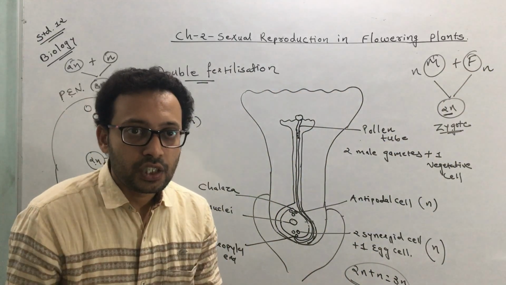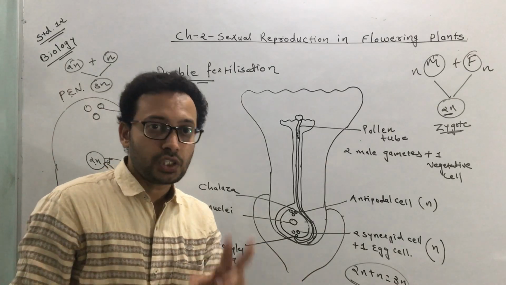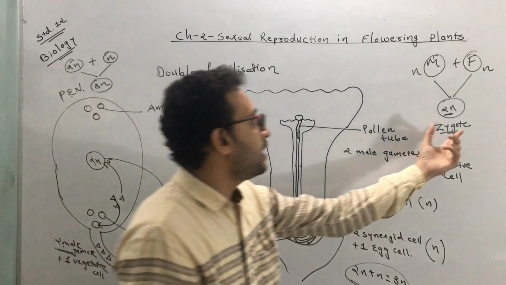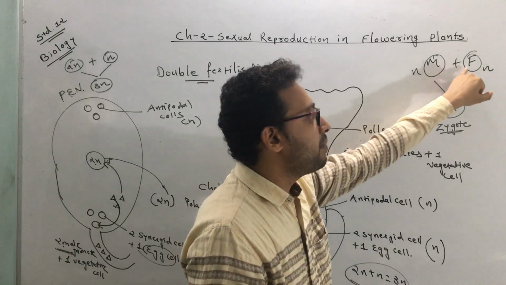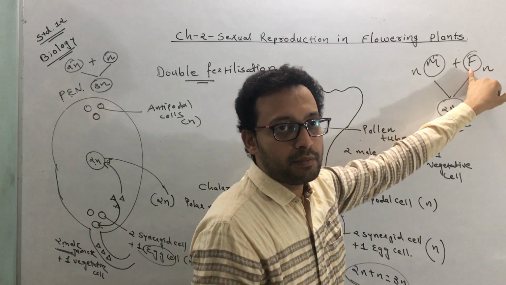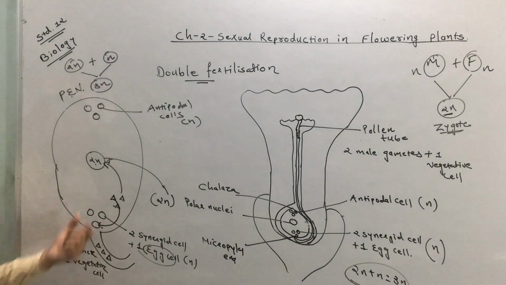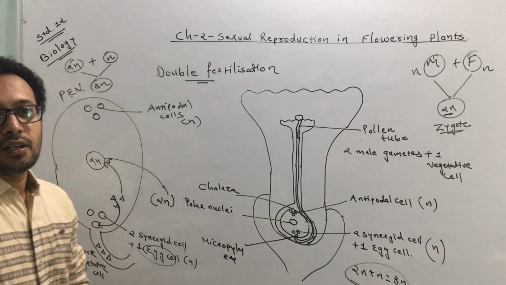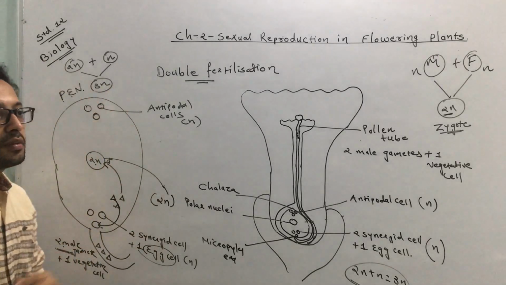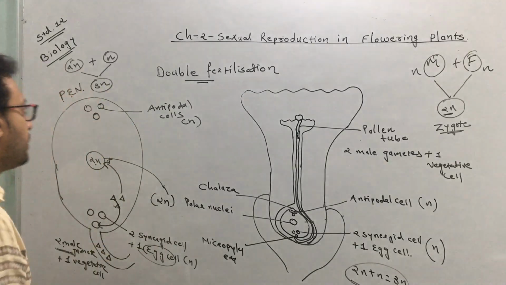So here, you know that the fusion occurs, but fusion occurs 2 times. First time, 1 male gamete fuses with another female gamete, forms a zygote. And in the second time of fertilization or fusion, another male gamete fuses with the polar nuclei and forms a triploid primary endosperm nucleus.